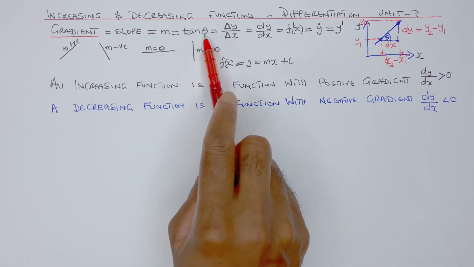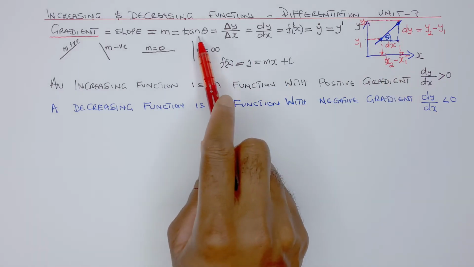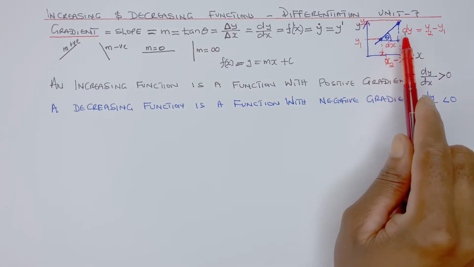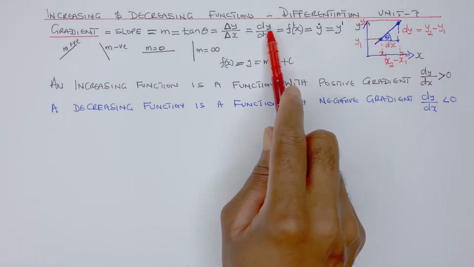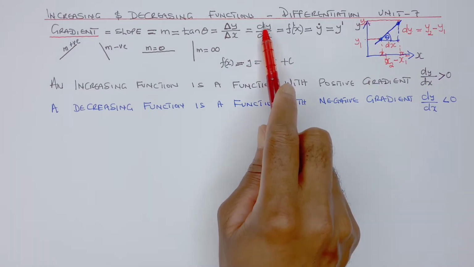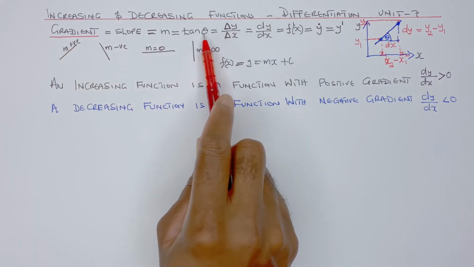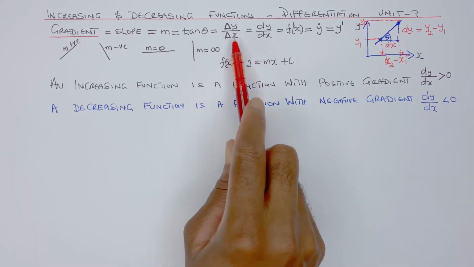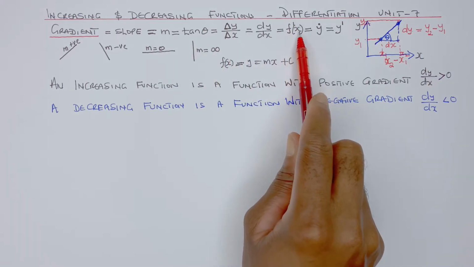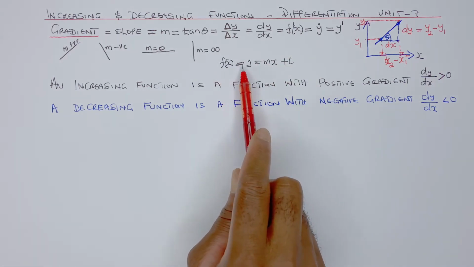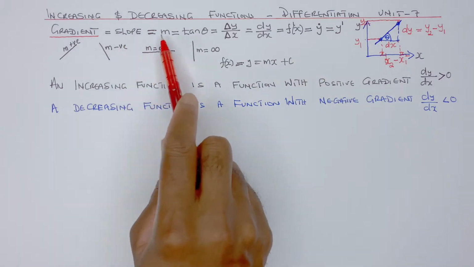Tangent theta. When a line inclines at an angle theta, the tangent of that angle is opposite over adjacent. This is the hypotenuse, and that's opposite over adjacent, dy dx. And dy dx is also called gradient. So the tangent of an angle is also the gradient of that angle. It's also referred to as f dash x when f of x equals y. Y dot or y dash, these are all referred to as gradients.